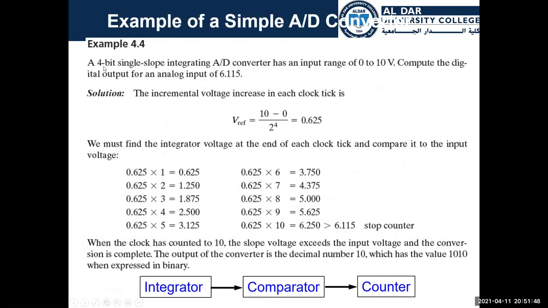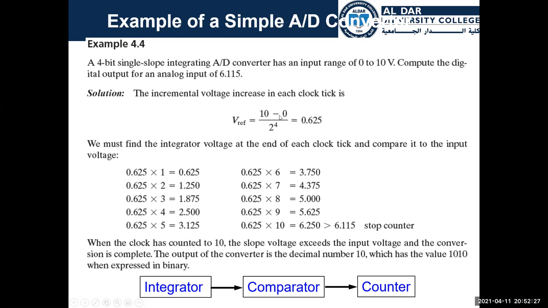An example: a 4-bit single slope integrating analog to digital converter has an input range of 0 to 10. Compute the digital output of an analog input of 6.115. So the step here is what? We should count the step of the V reference. The V reference here means the step that we are going to use, or the quantization step.